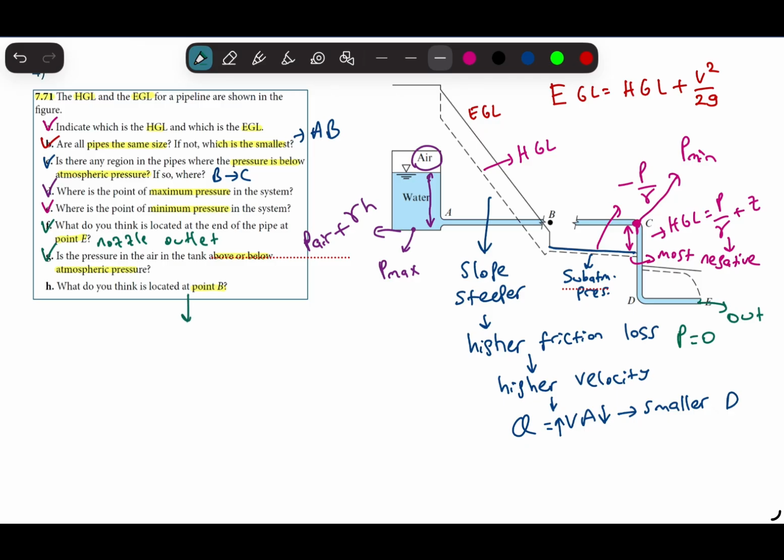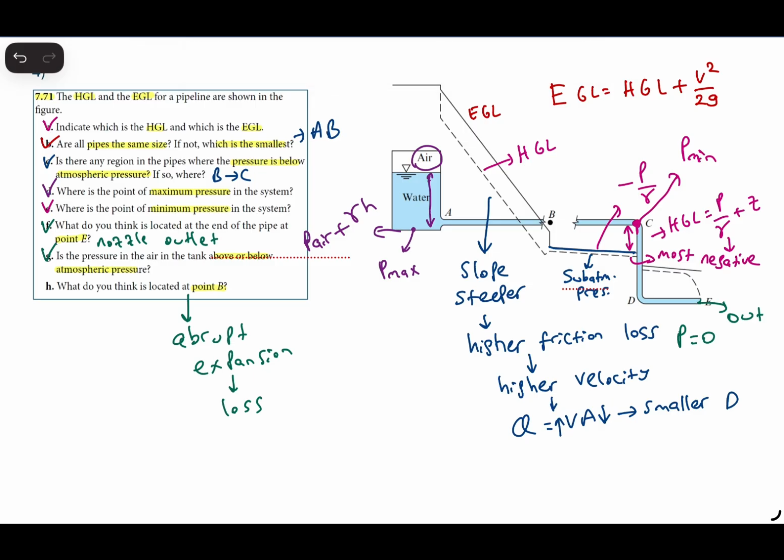So at point B, this can be an abrupt expansion, because these expansions cause loss in the system. So we can say it can be an expansion, because as you can see, there's a decrease in the height of the grade line, so it can be an expansion considering the loss.